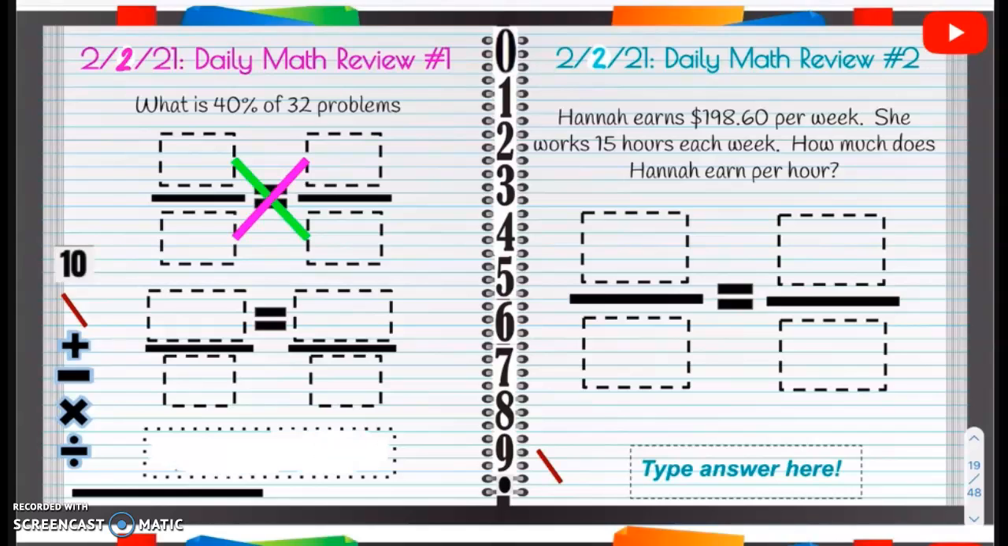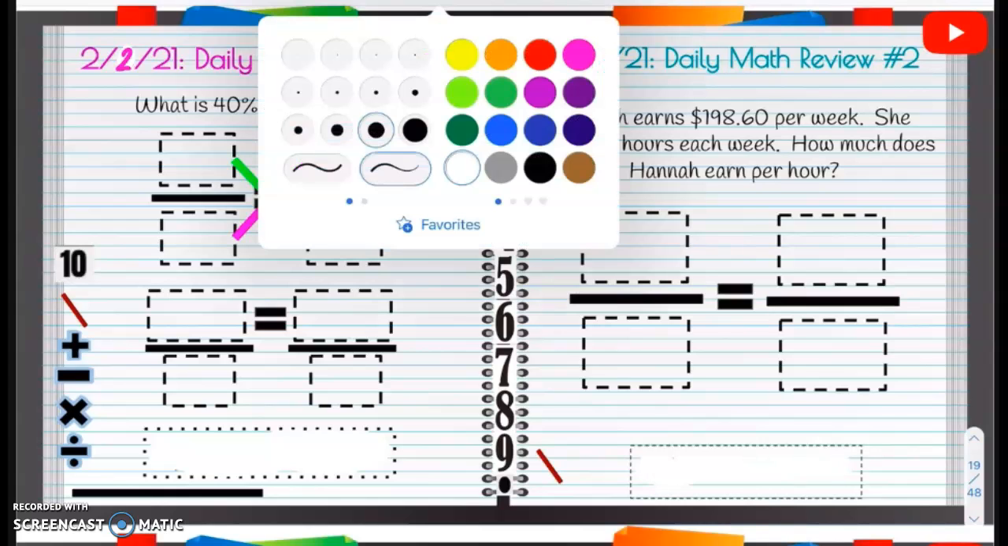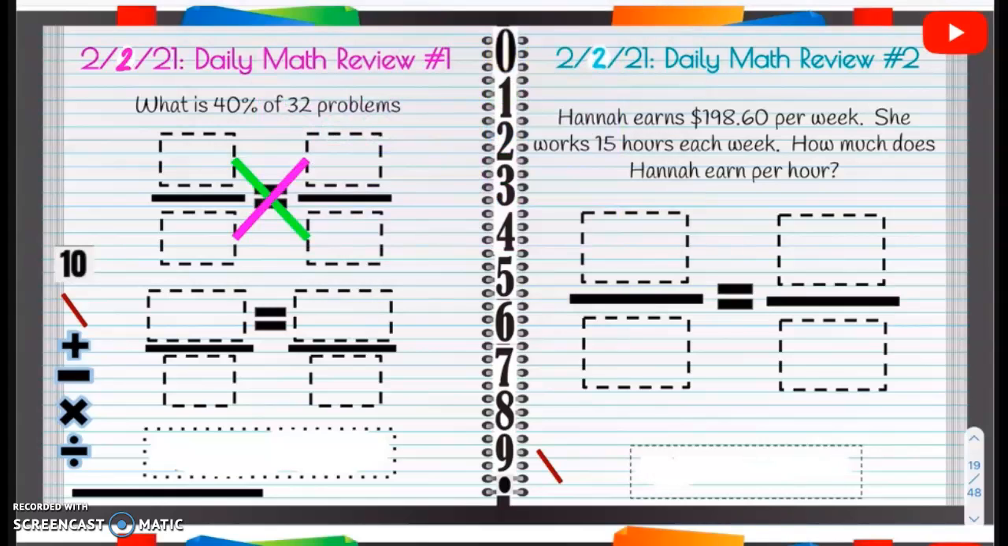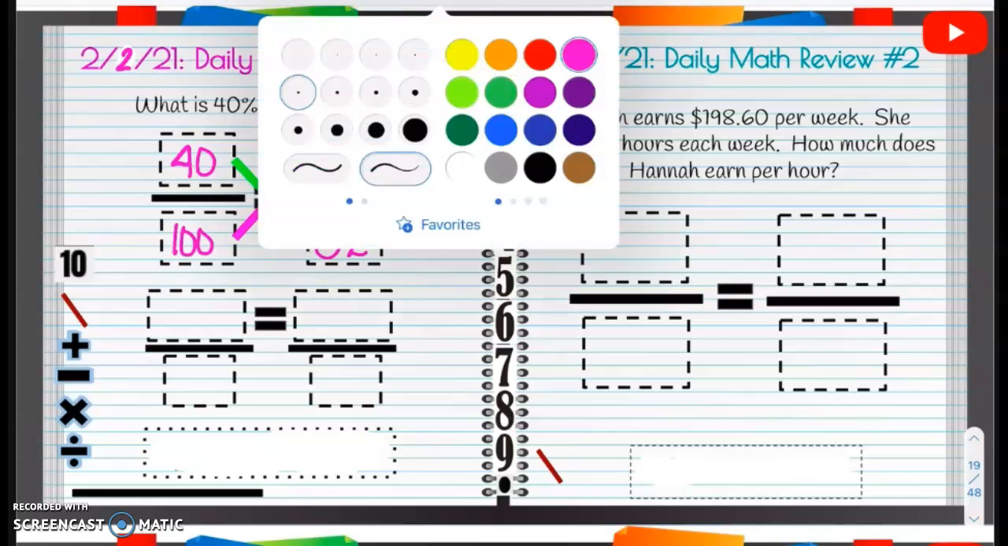All right, so what we're going to do is, first of all, take a look and see that we know 40% is 40 out of 100. And we know 32 problems, that of, remember, is over of. On that of, so it's 32 problems total. We don't know what it is. So now we're going to do our cross multiplication.